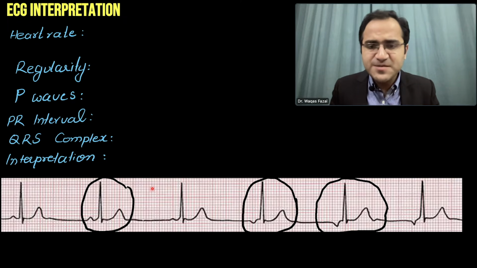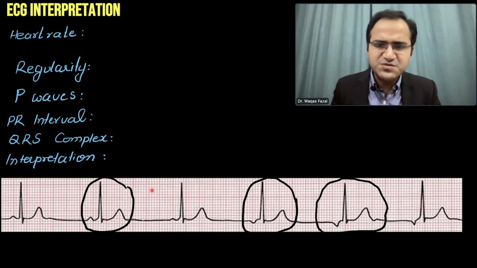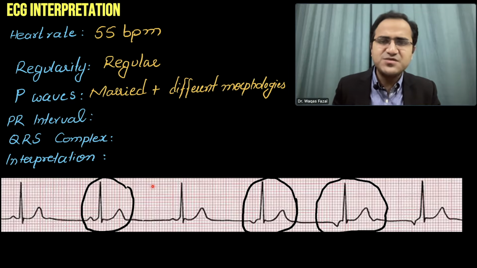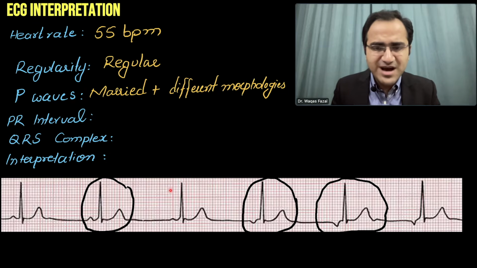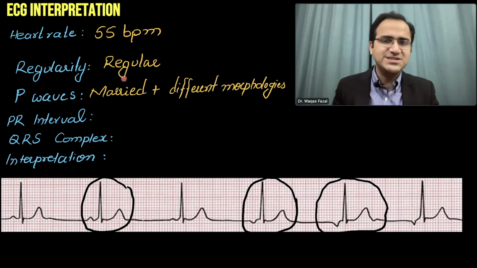So 300, 150, 100, 75, 60 and almost 55. So the heart rate is 55 beats per minute. If you calculate the RR interval, it is equal. It is a regular ECG.